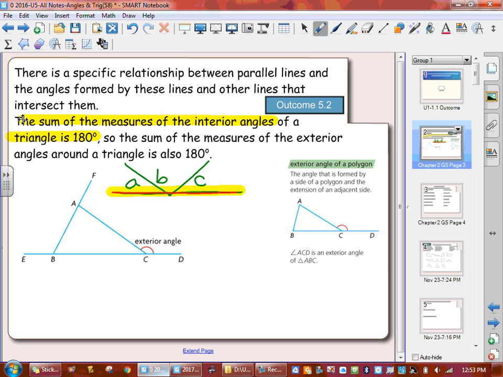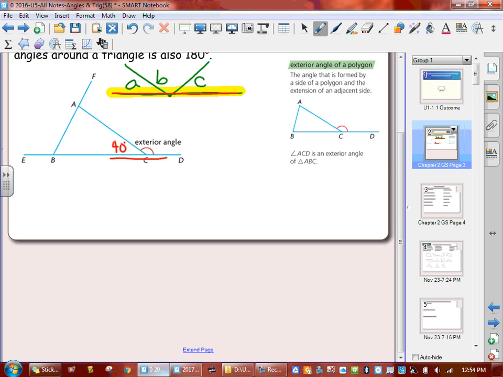So if I were to put the number right here that said 40 degrees, and I wanted that exterior angle, I would first recognize that that makes a straight line together. So you're going to take 180 and we're going to subtract 40 degrees, and that's going to give us 140 degrees, and that's right there. Okay? So that's one of our angles there.